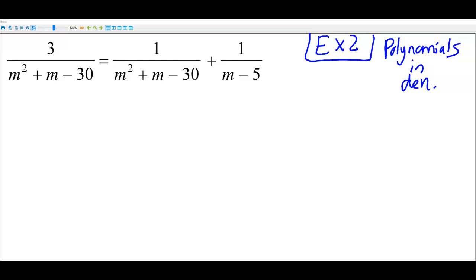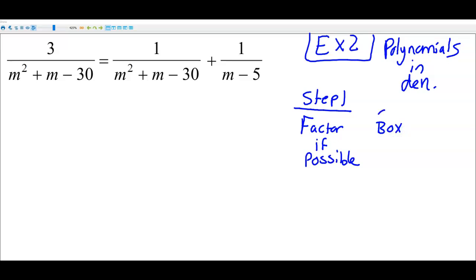When you have polynomials in the denominator, step 1 is to factor if possible. You might not be able to factor it. We've learned 3 factoring methods. There is the box method, there's the GCF method, and then there's the difference of squares. So we've learned 3 methods for factoring, and it could be any one of those methods. So you just got to take a look at it.